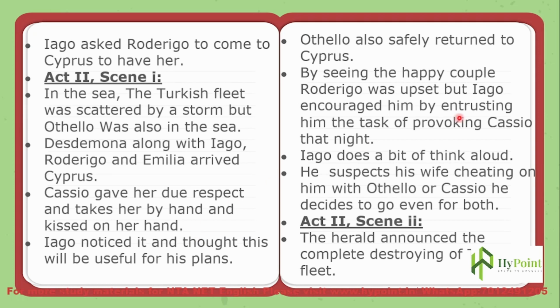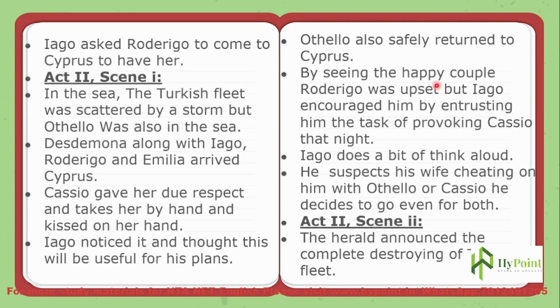And Othello also safely returned to Cyprus. So we can see that even though the Turkish fleet was scattered in the storm, Othello and his fellow men returned to Cyprus safely. And seeing the happy couple, Rodrigo was upset, but Iago encouraged him by entrusting him with the task of provoking Cassio that night. So basically, Iago is giving false hopes to Rodrigo just to carry out his plans to make their life miserable.